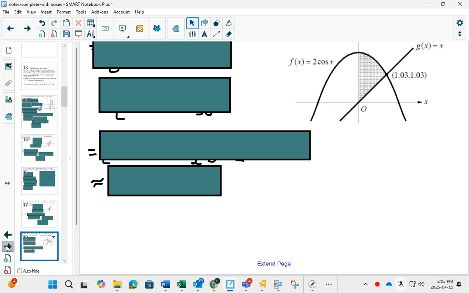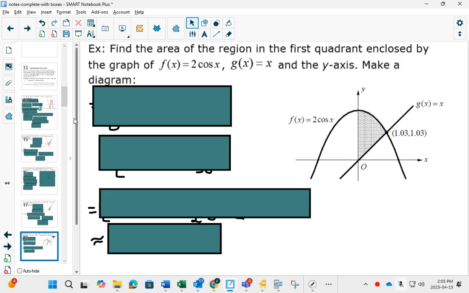So, here's the question. They give you a cos graph. They give you the line y equals x. They just wonder about the first part in quadrant 1 and the y-axis, so that's the shaded part, that's the area I want to find. Okay? How can I do that?